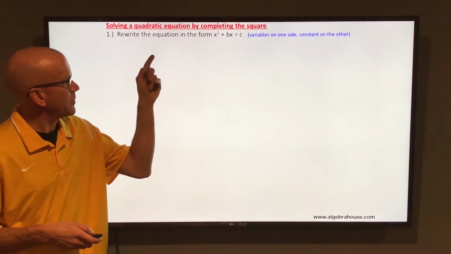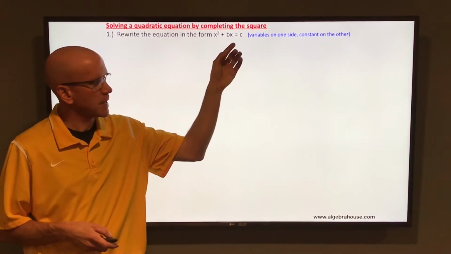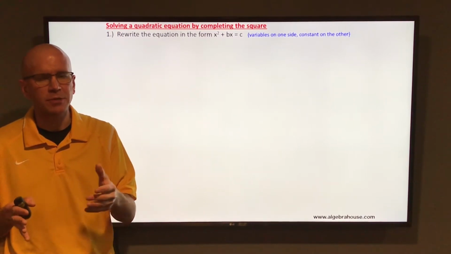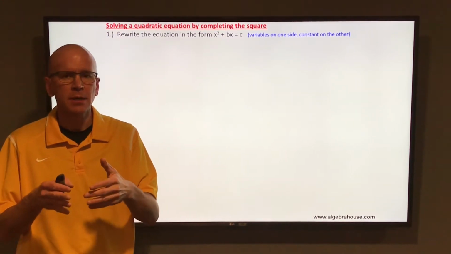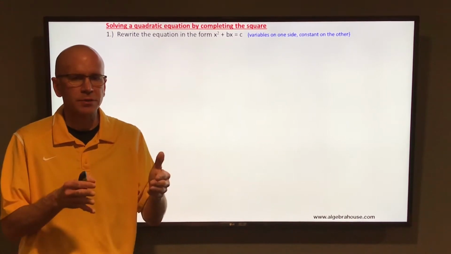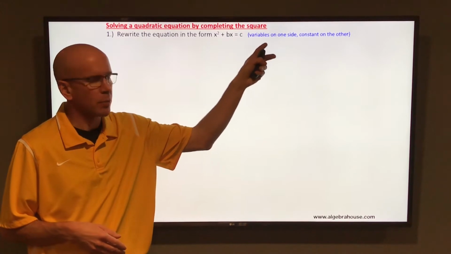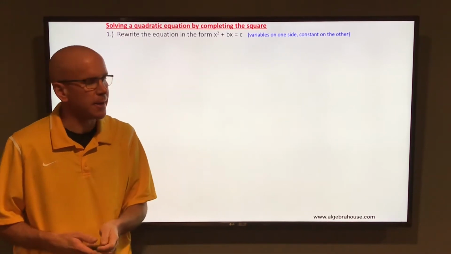First step is to rewrite the equation in the form of x squared plus bx equals c. So this is a little different than solving by factoring or solving by using the quadratic formula. In those cases, you want to get everything to one side equal to 0. But when you're solving by completing the square, you want to get the constant term to the right side, everything else to the left side.